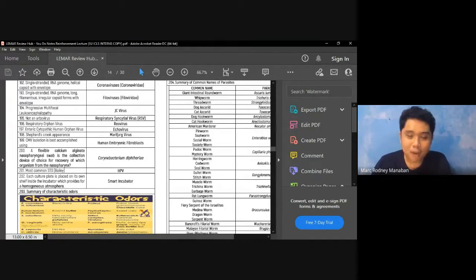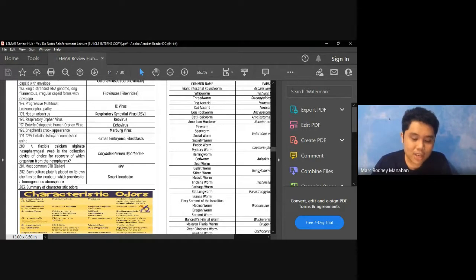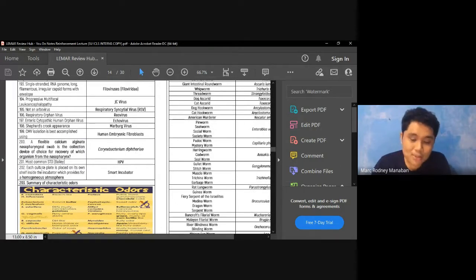Marburg virus was already mentioned. CMV isolation is best accomplished using human embryonic fibroblasts. And dears, recall from the boards: flexible calcium alginate nasopharyngeal swab is for Corynebacterium diphtheriae. If there is no Corynebacterium, then the answer is Bordetella pertussis.